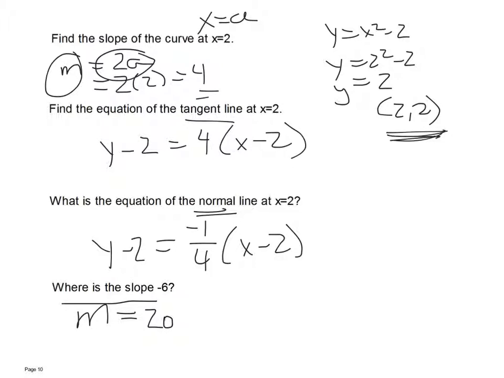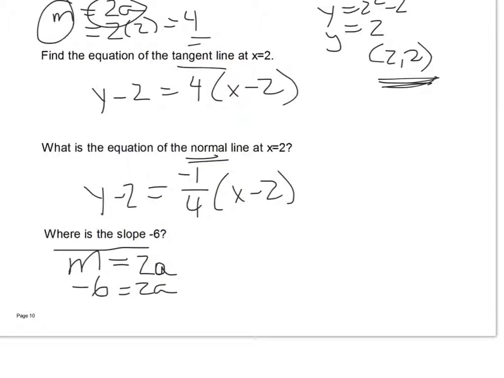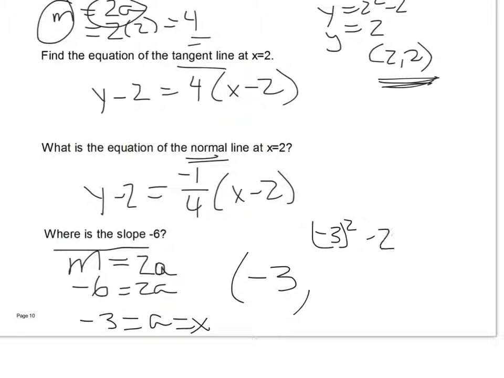So remember, this is the slope, so I want to know where the slope is negative 6 for what x value, or since we changed x to a, what a value is slope negative 6? Well, negative 3 is a, which remember is really just x. So when x is negative 3, that is where the slope is negative 6. So at negative 3 comma, 9 minus 2 is 7. At negative 3 comma 7, the slope is negative 6.